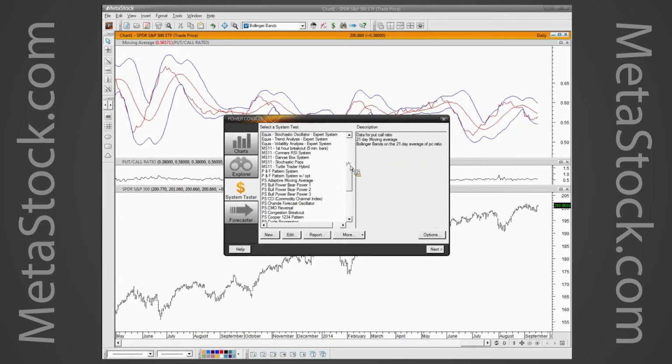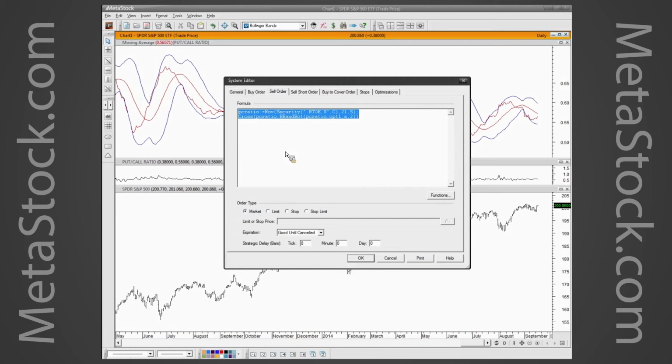Now, I actually beforehand had already created this system and tested it and also did some optimization on it. So I'm just going to go down to the system that I have already optimized, and let's take a look and see what I did here. So we'll just click edit on that.